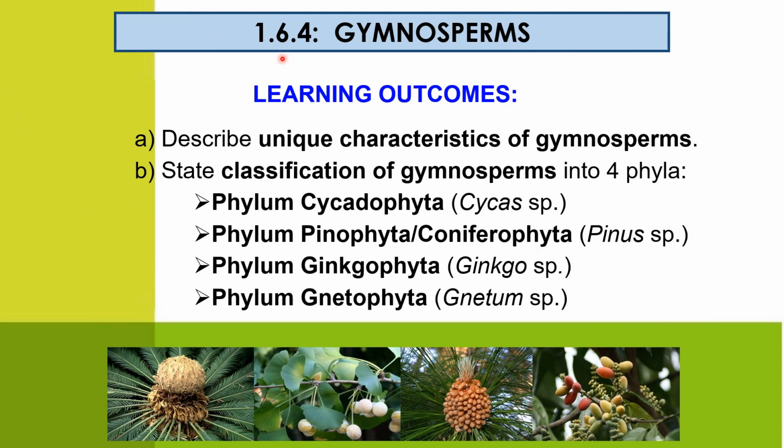The third group of kingdom Plantae is gymnosperms. At the end of the lesson, students should be able to describe the unique characteristic of gymnosperm and state the classification of gymnosperm into four phyla.